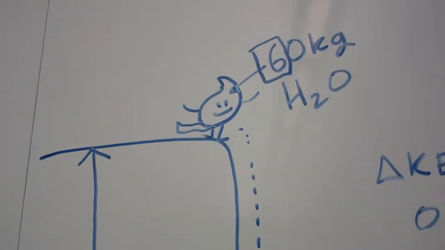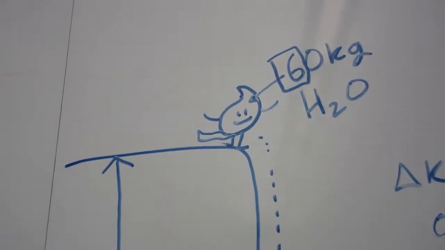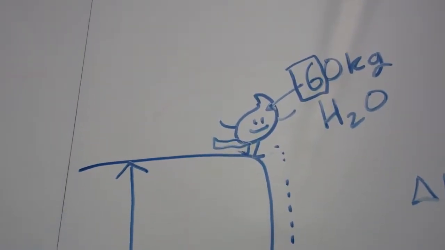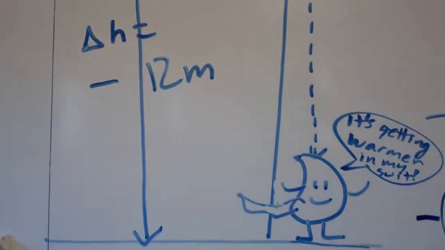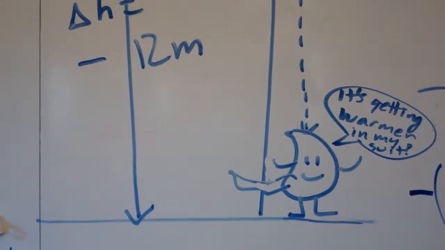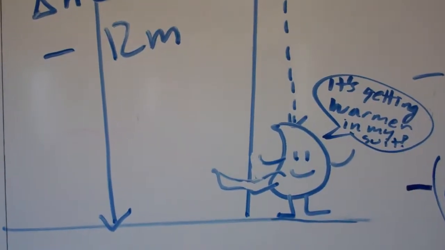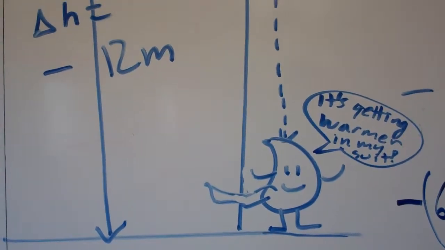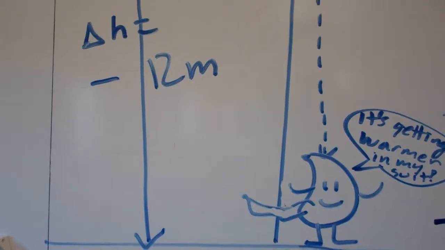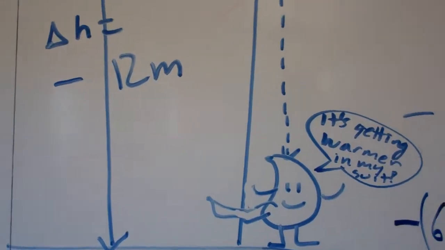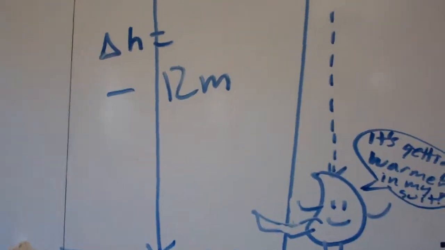So here you are, you're a superhero. You weigh 60 kilograms, and you're made up of mostly water. And you jump off, and you go down 12 meters, and you land on the ground. You're a superhero, and you got a little bit warmer. Just like the lead bag when dropped, the potential energy turned into thermal energy. Well, the change in potential energy turned into a change in thermal energy. Let's figure out how I know that.